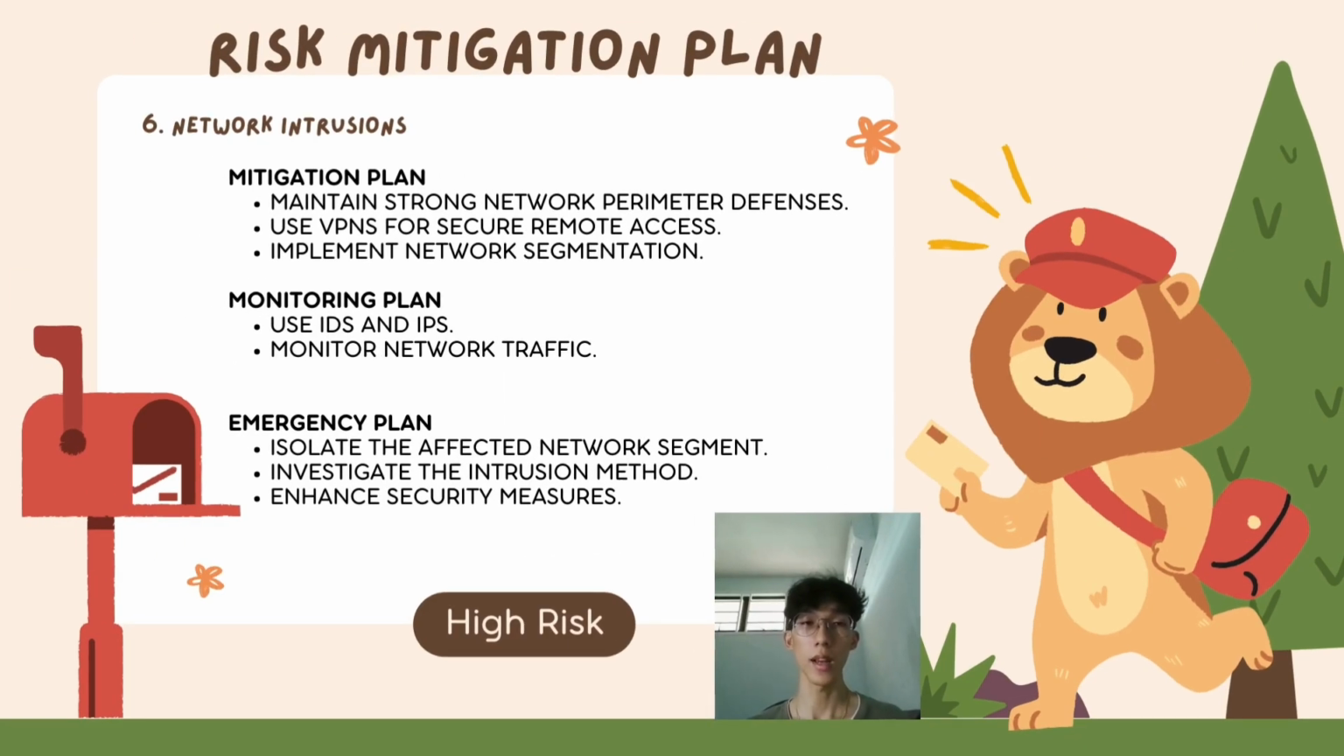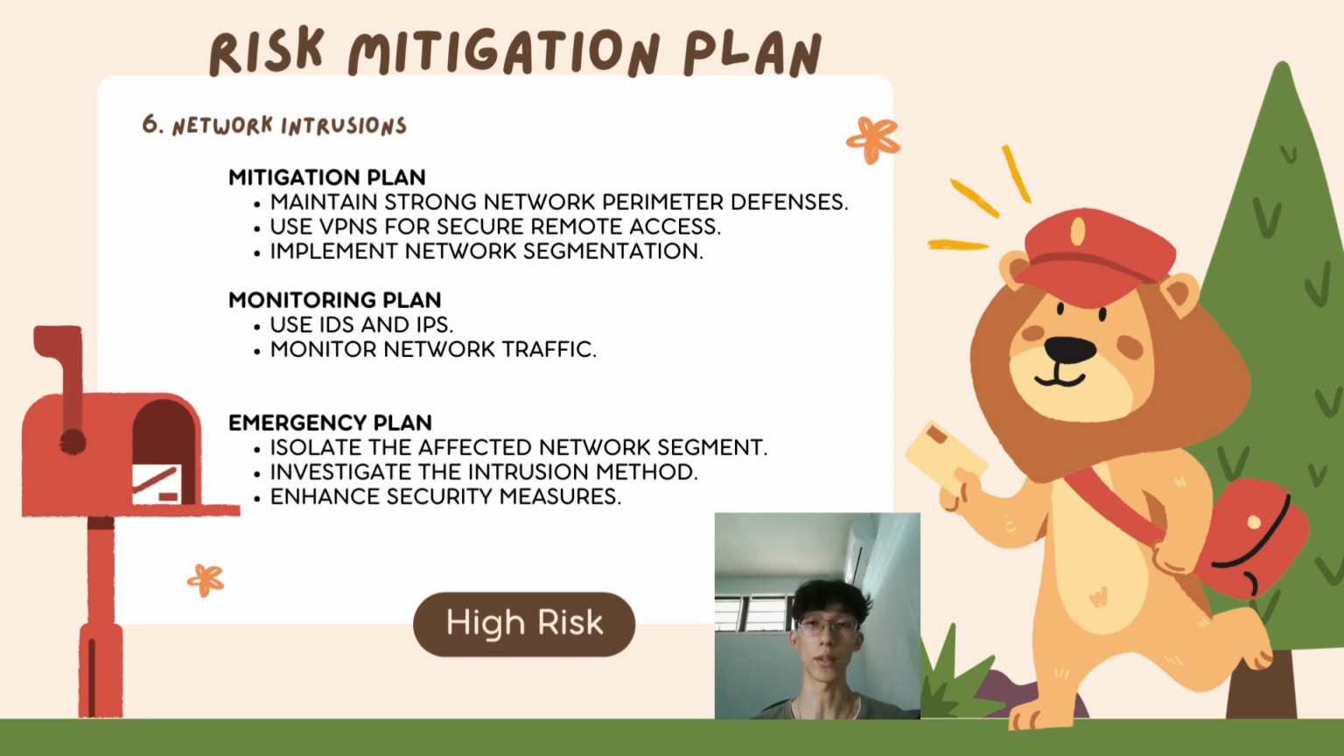The sixth high risk is network intrusion. Network intrusion involves unauthorized access to network resources, posing risks such as data breaches and disruption of network services. In order to mitigate this risk, it is essential to implement comprehensive strategies like ensuring strong network perimeter defenses, including firewalls and intrusion detection systems (IDS), to monitor and filter incoming and outgoing traffic, and utilizing virtual private networks (VPNs) for secure remote access to minimize the risk of network tracking and unauthorized access into the company.